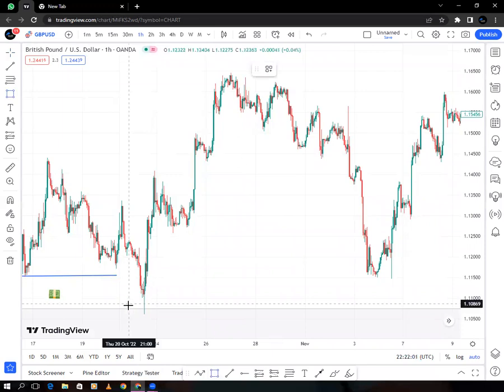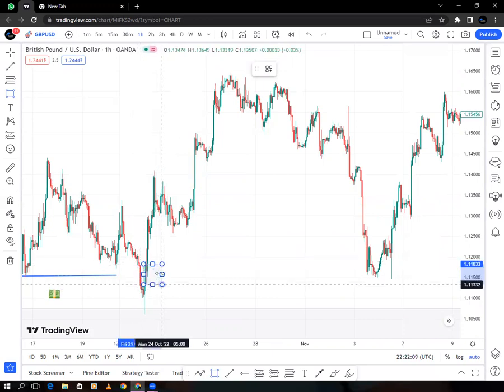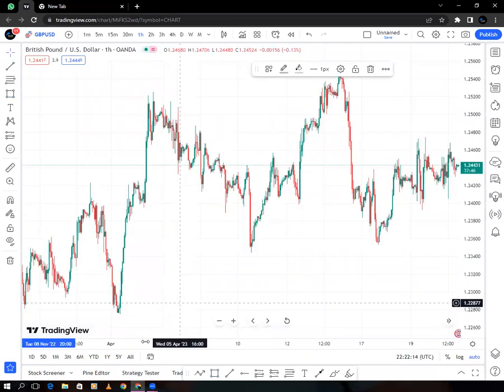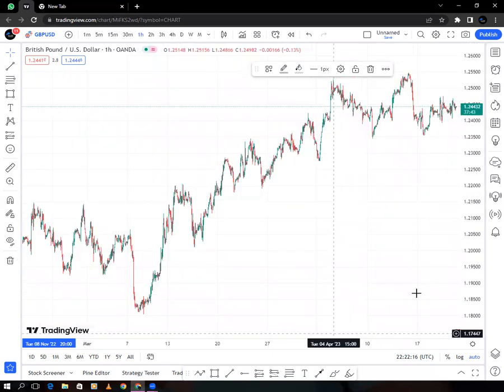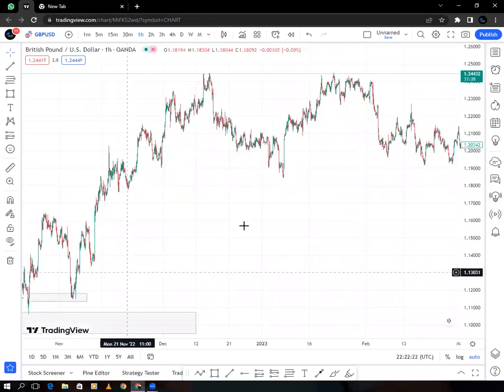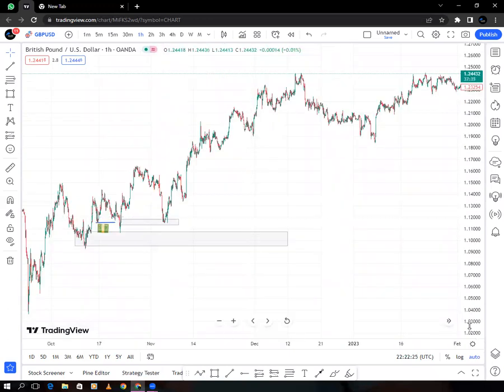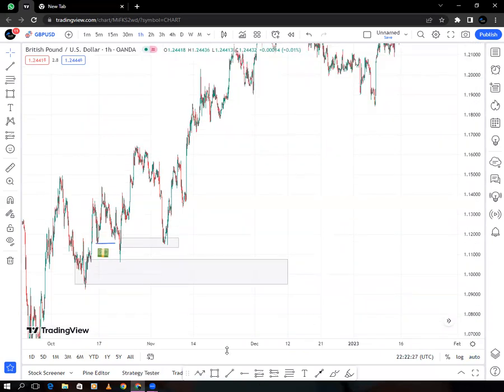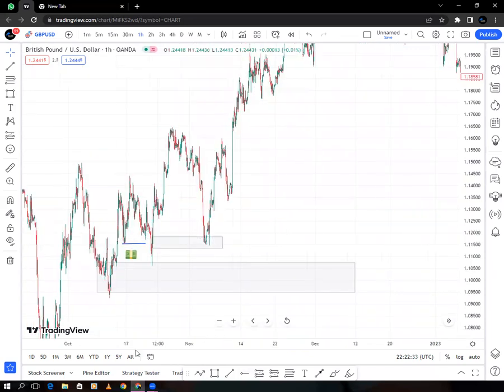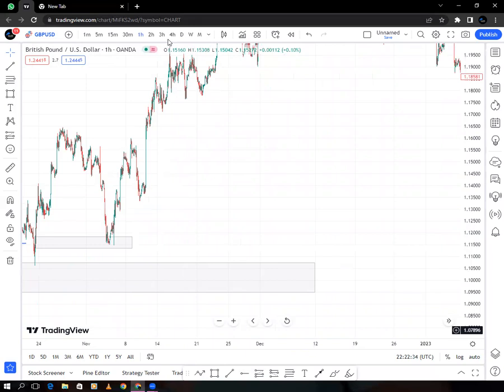Since here we never created a good order block, we're going to take this pullback here before the market breaks the structure. This is a good market structure for us to show how we're going to take a trade, mainly because of the pullback here on the 1 hour time frame.